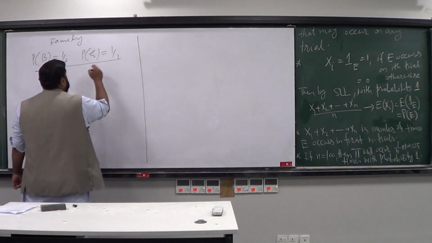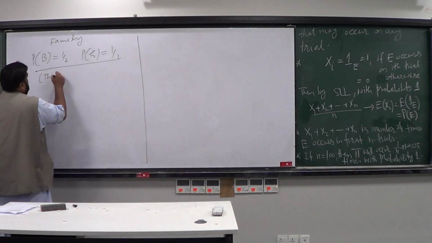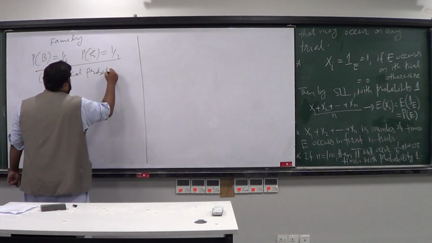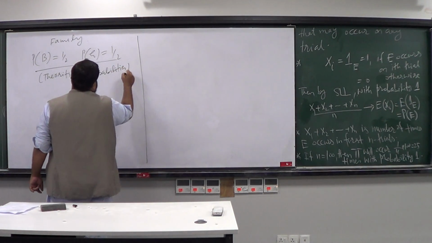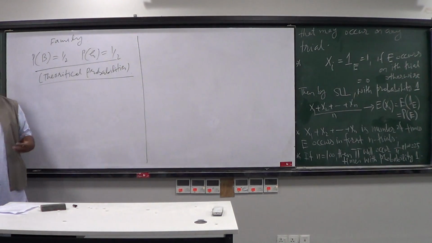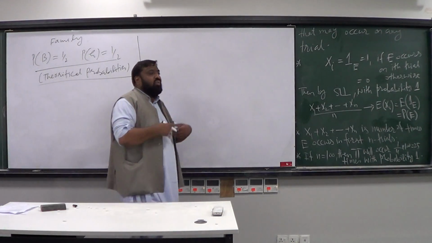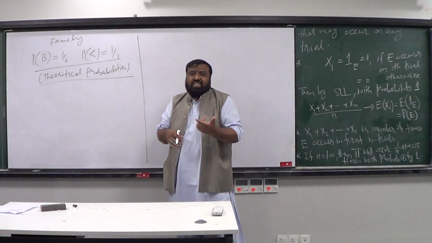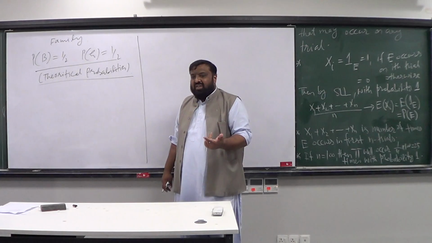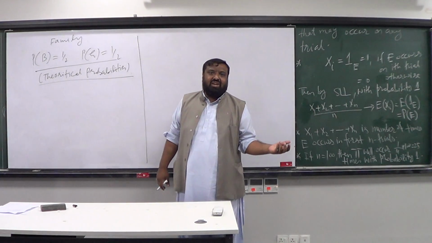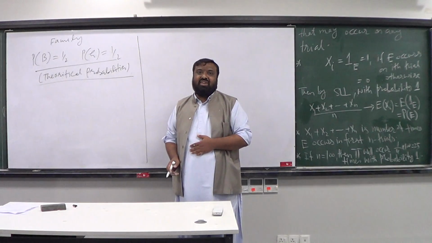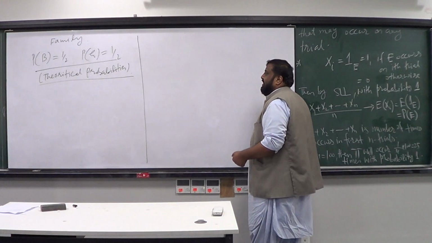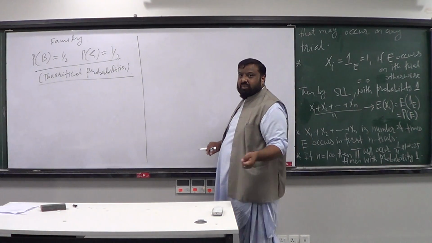You call these probabilities the theoretical probabilities. But how did we come to this conclusion, that when you toss a coin, there is one half chance that head will occur and 1/2 chance that tail will occur? There is 1/2 chance that a boy will be born and 1/2 chance that a girl will be born. So these 1/2s are the theoretical probabilities.